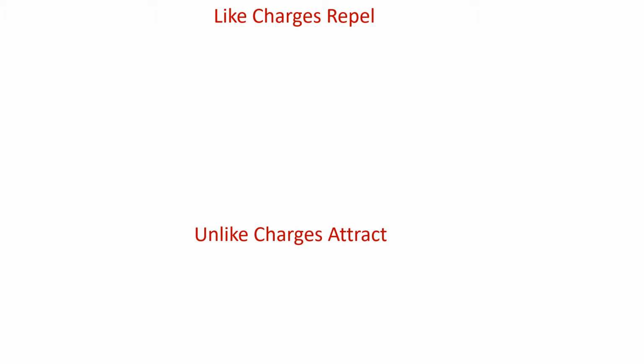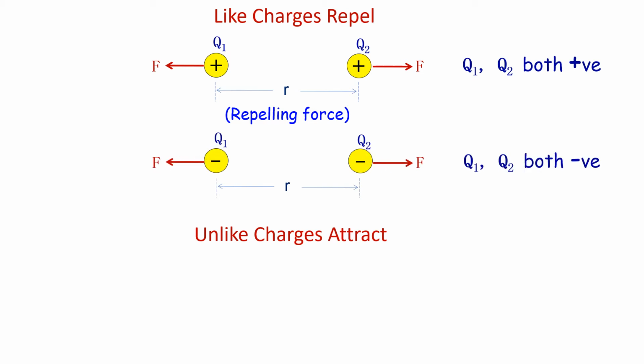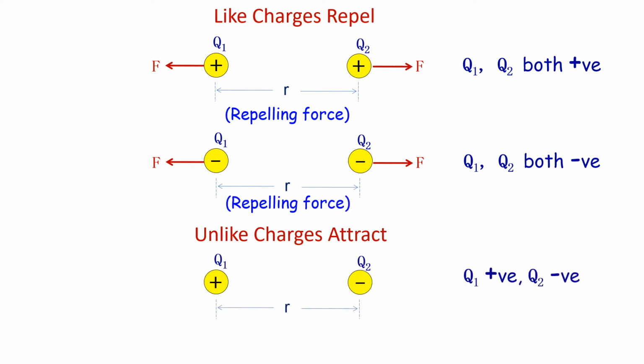We start with the basic properties of charged particles. Like charges repel and unlike charges attract. Here you have Q1, Q2, both positive. These will have repelling forces. Here you have Q1, Q2, both negative. These also will have repelling forces. Here you have Q1 positive, Q2 negative. The forces would be of attractive type in this case.